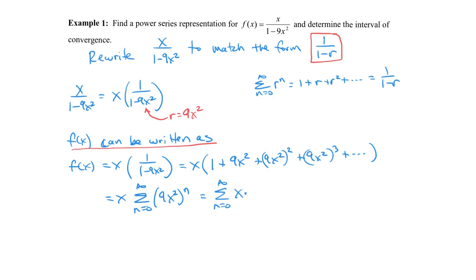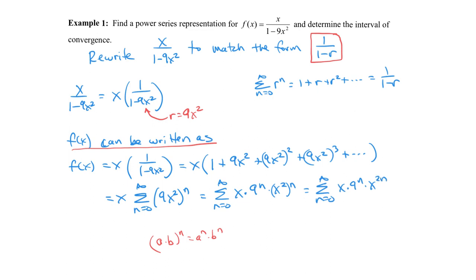Now if you look at this, we can just use the rule of exponents, right? If we have a times b to the n, that's a to the n times b to the n. We could do that here. So this is 9 to the n times x squared to the n, which is just the summation n equals 0 to infinity of x times 9 to the n times x to the 2n.